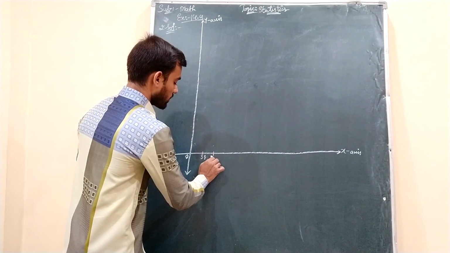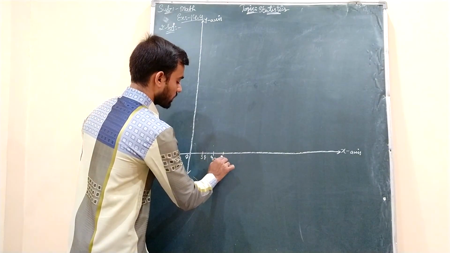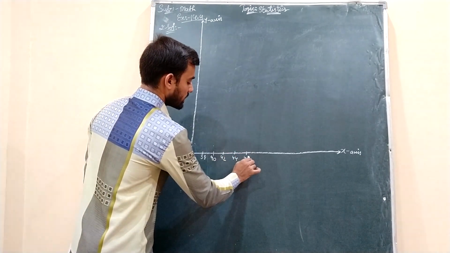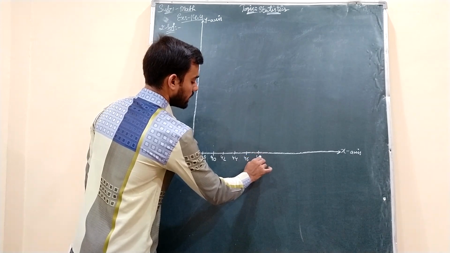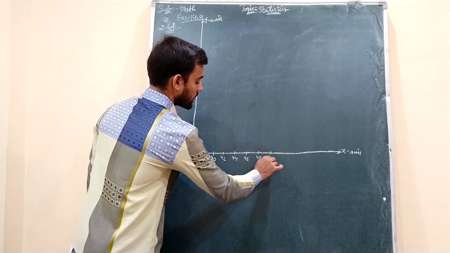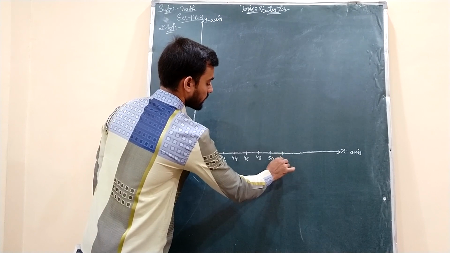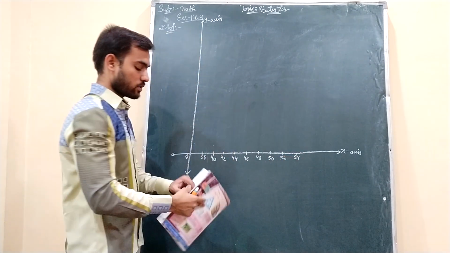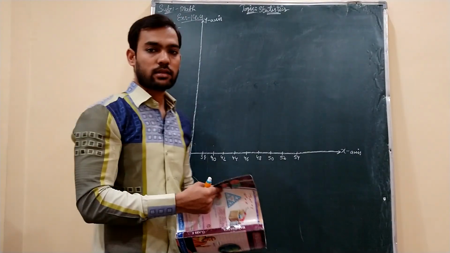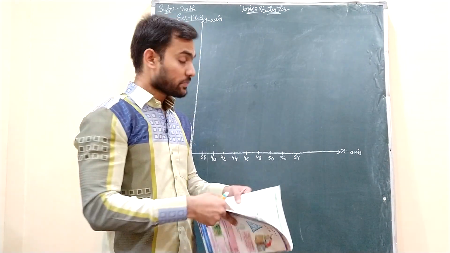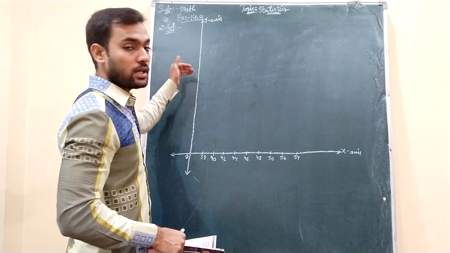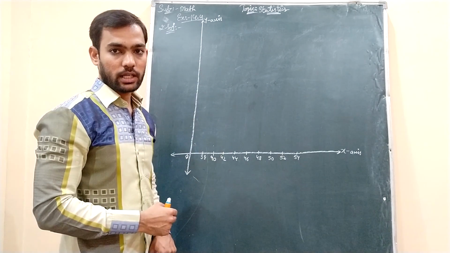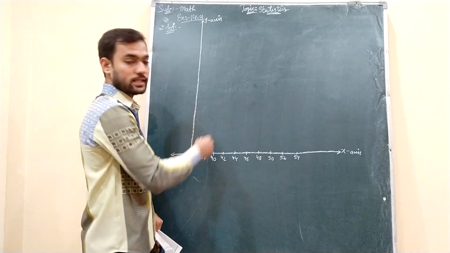38, 40, 42, 44, 46, 48, 50, 52, 54. Actually we are having numbers till 52. One extra I have taken, 54. And now when you go for taking the numbers over here, there are 35 students, right? So 1, 2, 3, 4 you cannot take. So let us take 2, 4, 6, 8. Okay?